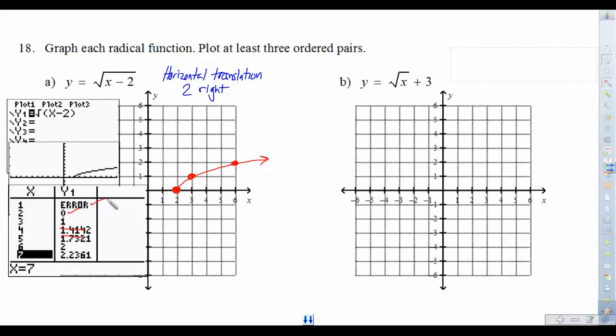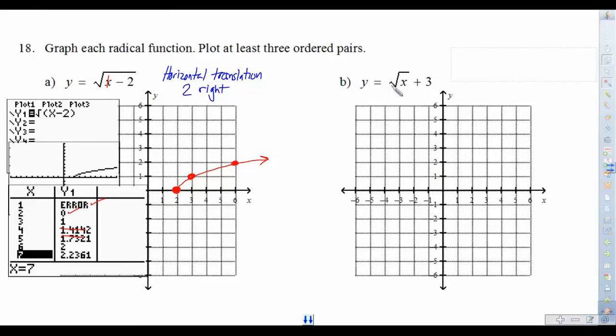Food for thought. Why does it say error right there? What would happen if you put a 1 right there? 1 minus 2, you'd have to square root the negative 1. Hey, imaginary number. So that's why you see errors there. Sometimes you use square root functions. Okay? So same deal right over there with this one, with B.